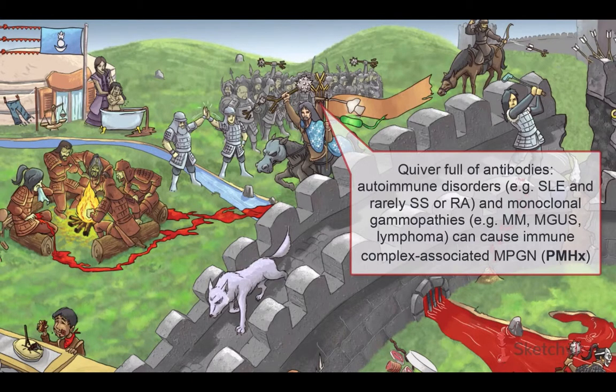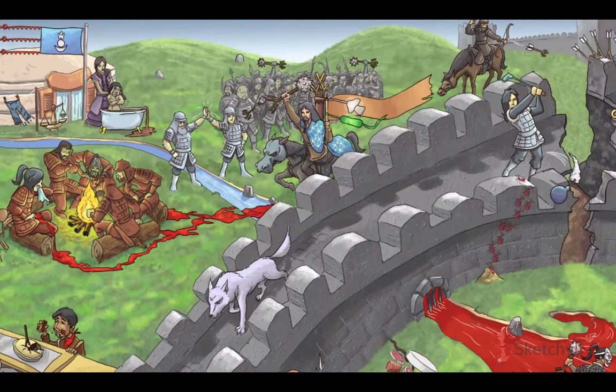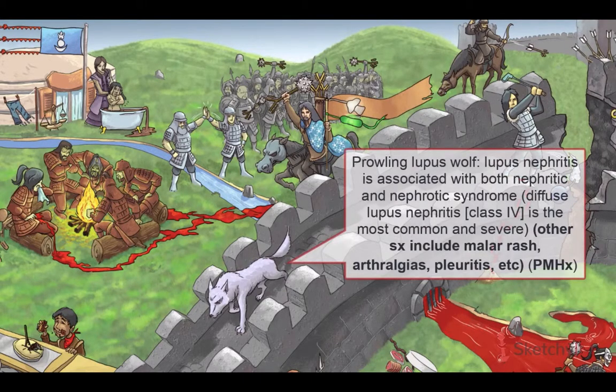Immune complex mediated MPGN is associated with lupus, for example, and more rarely with Sjogren's syndrome and rheumatoid arthritis. MPGN can also occur in patients with monoclonal gammopathies secondary to multiple myeloma, lymphoma, and MGUS. Just too many antibodies. So they deposit as immune complexes in the glomerulus. Lupus is not only associated with MPGN. As we mentioned earlier, lupus nephritis can present with a range of renal biopsy findings. 6 classes, in fact.